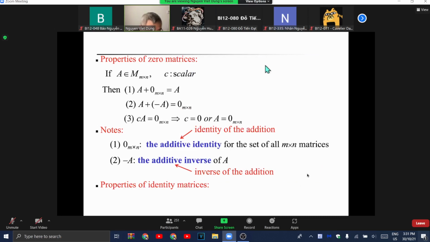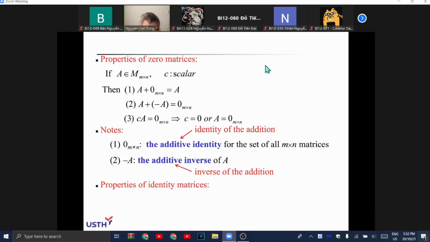Next, I explain to you some properties of identity matrices. Suppose that A is a square matrix of order n, and In denotes the identity matrix of order n, meaning A and I are of the same size. Then if we multiply A by In or In by A, we get the same thing, that is A. This means if we multiply A by the identity matrix on both sides, nothing changes. We obtain again the matrix A.